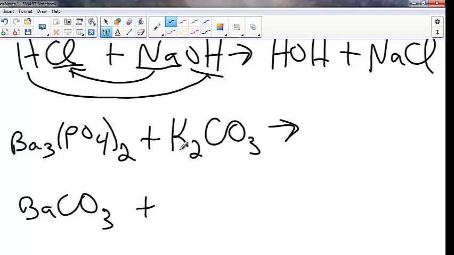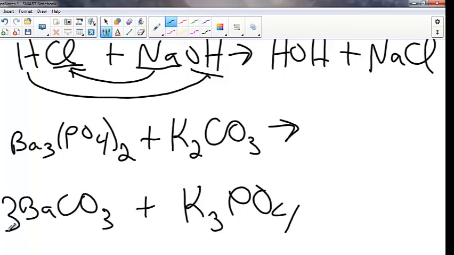Plus potassium plus phosphate. Phosphate, I know, is a -3. K is a +1. That's K3PO4. So that's 3 bariums here. That's 3 carbonates. So there's 3 carbonates there. That's 6 potassiums. Now I have 6 potassiums. Oh, and 2 phosphates. Look, I'm balanced. Okay, double replacement. 2 compounds to 2 compounds.